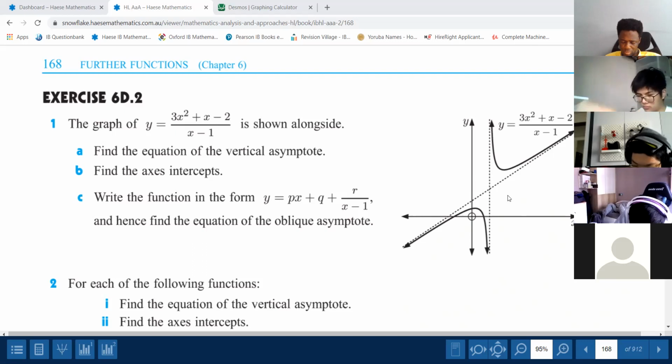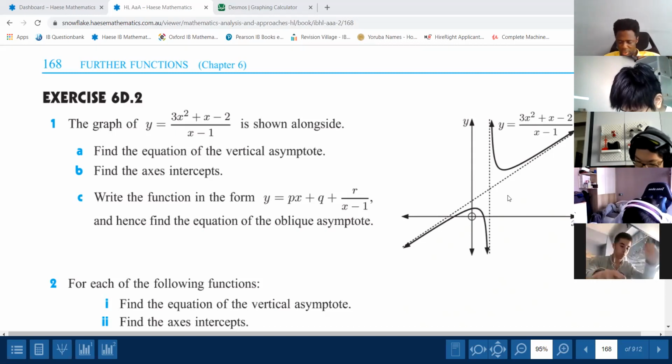Okay. Okay, I think that looks good. The slant asymptote is that. So that's it. Okay, another message, Mr. Alex.